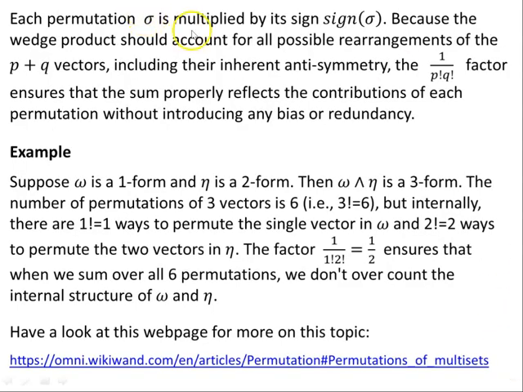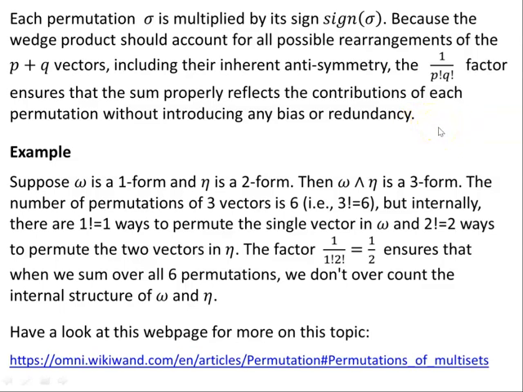All right, each permutation sigma is multiplied by its sign of sigma, because the wedge product should account for all possible rearrangements of the P plus Q vectors, including their inherent anti-symmetry. The 1 over P factorial Q factorial factor ensures that the sum properly reflects the contributions of each permutation without introducing any bias or redundancy.